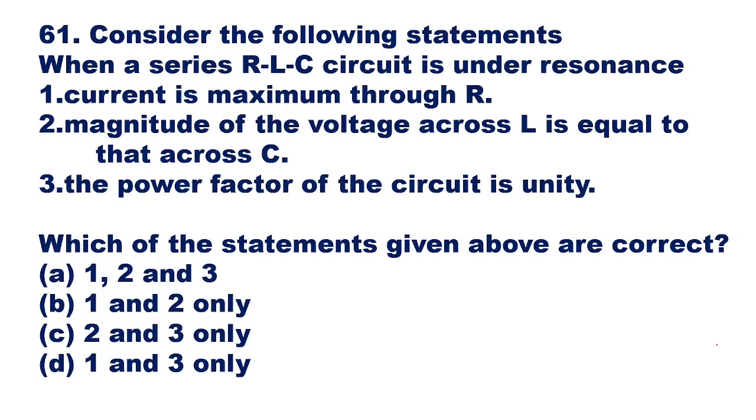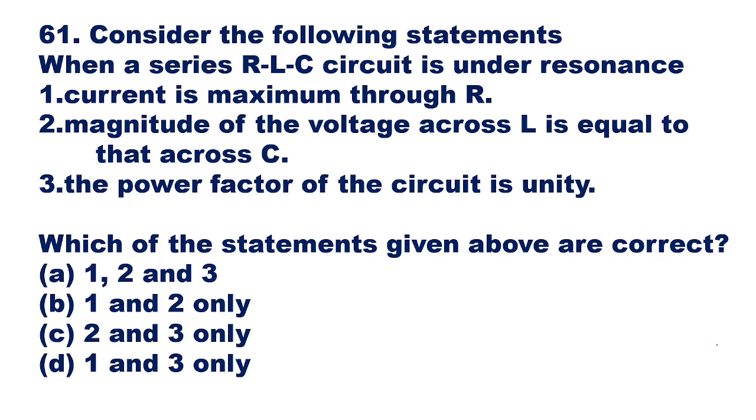Question number 61. Consider the following statements. When a series RLC circuit is under resonance, the first statement is a current is maximum through R. That is true. At series resonance, we have minimum impedance. Impedance will be only R and the current flowing will be maximum. Second statement is magnitude of the voltage across L is equal to that across C. That is also true because XL is equal to XC.